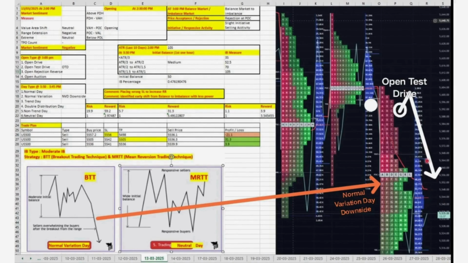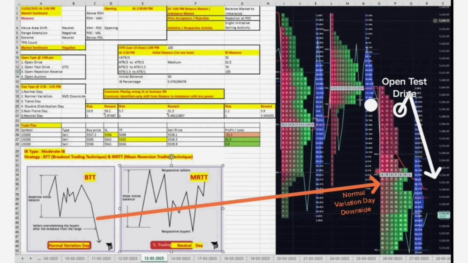By 3:30 p.m., after the initial balance is formed, we see that the range is about 48% of the ATR, indicating a moderate or medium initial balance. This suggests that the day structure could be either a normal variation day or a neutral day, which I have marked in orange line showing normal variation day downside.